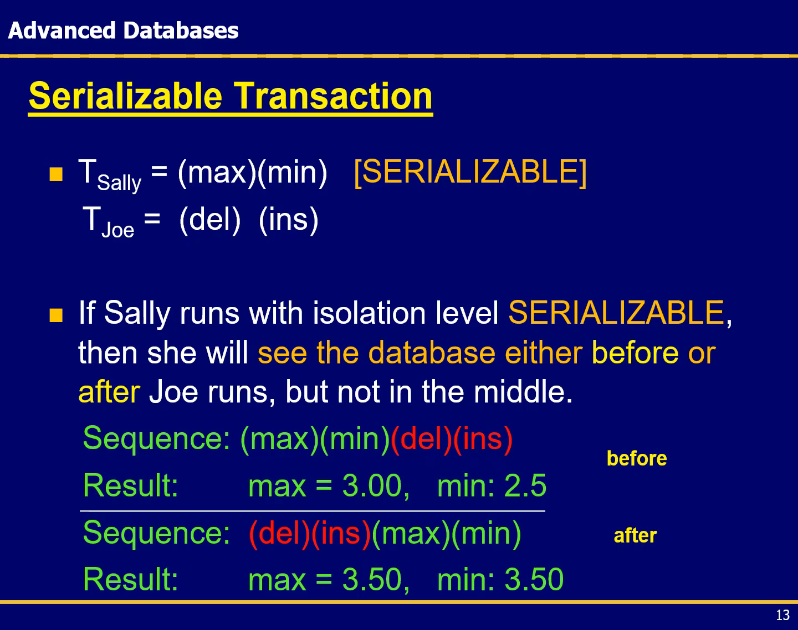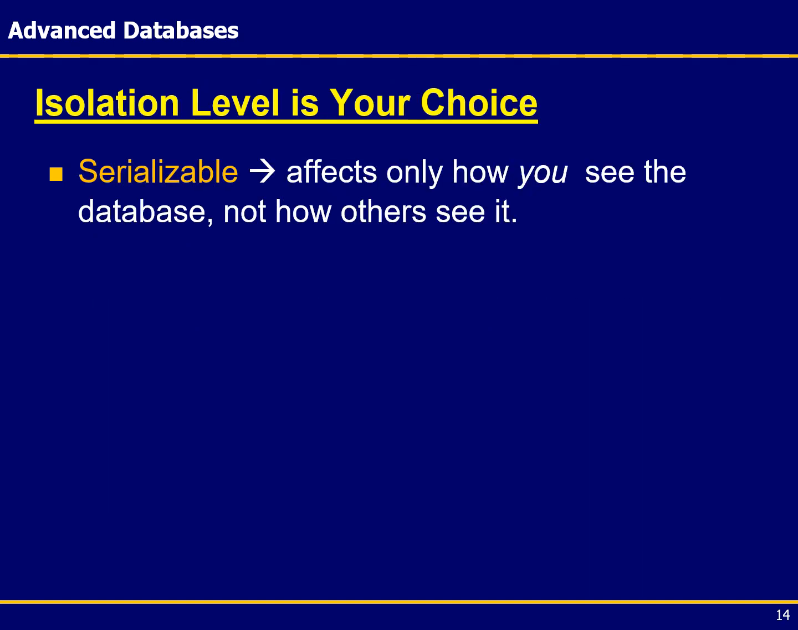If I would like also to make him serializable, I would go to his transaction and type set isolation level serializable. So this is done per transaction, and it's done like this for a reason, to give you flexibility, as you will discover. And this is again to stress the point that serializable affects only how you see the database. I mean by you the person who decides to run his transaction as serializable.